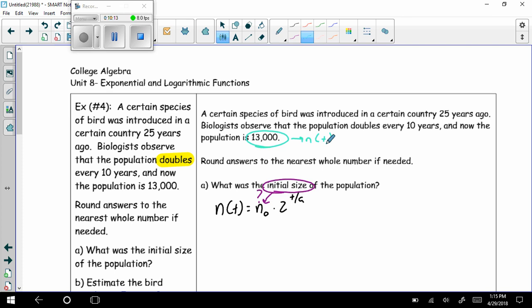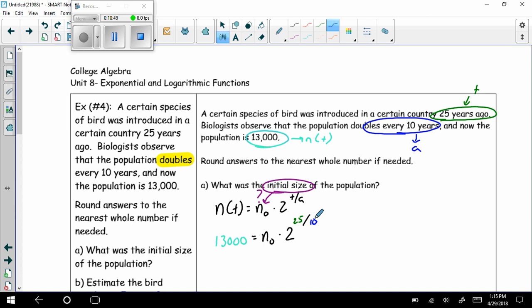25 years ago, that would be my t value, and then it doubles every 10 years, and so that would be the a value. So as we're plugging this in, we can rewrite this as 13,000 equals, still trying to find n sub 0, times 2 to the 25 over 10. And from here, it's a matter of just using the calculator to solve.